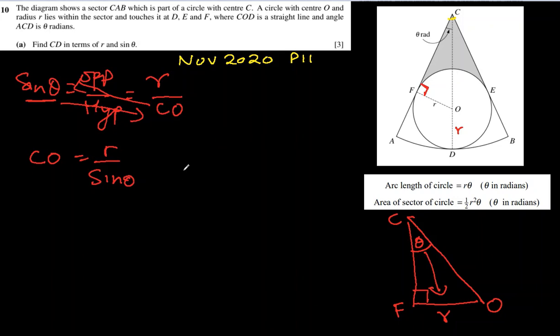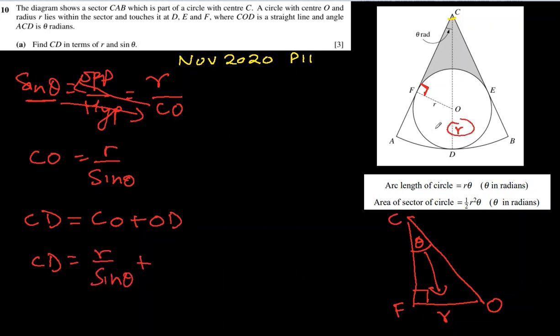And now we know CD is CO plus OD. CO we just found out, which is r over sine theta. And OD is already known to us, r. So we found it: CD in terms of r and sine theta. That's what the question was. Next part.